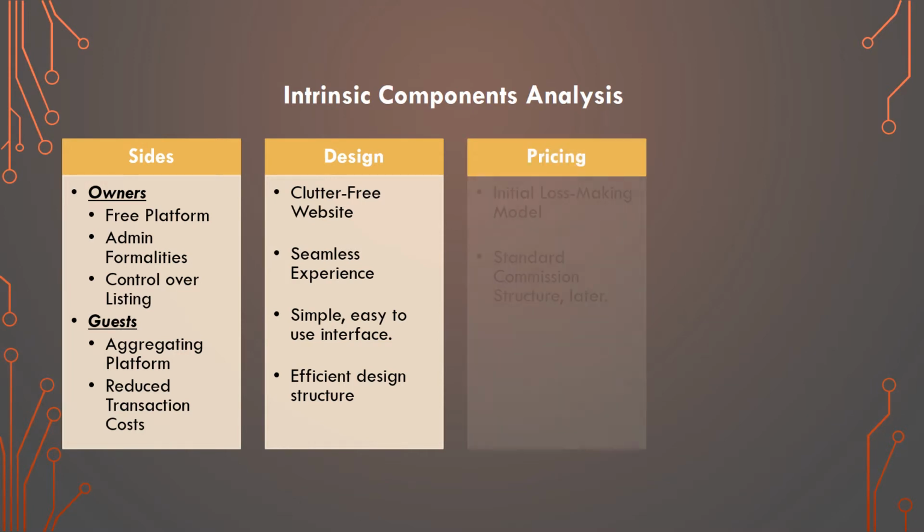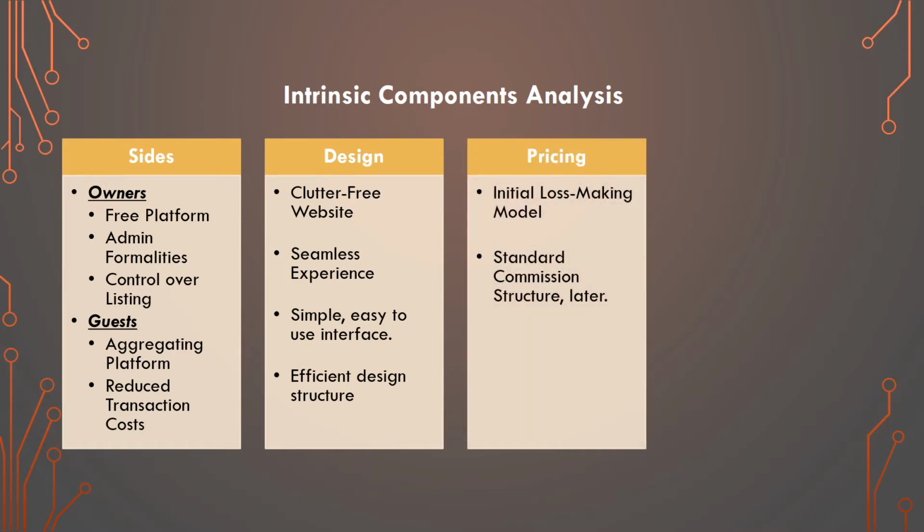Pricing. Initially, there will be no charge or commission that will be mandated from the customers or the owners. Only after Airbnb has reached a certain base of users will the idea of commission and service fee be implemented. Right now, Airbnb is charging a standard commission fee of 3% from the owners and 6 to 12% from the guests.